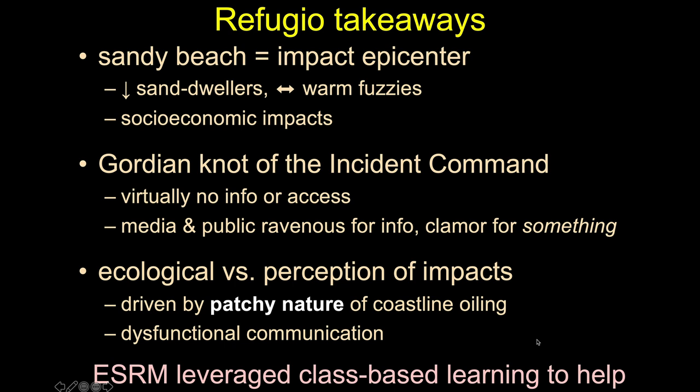And the other takeaway is that we really leveraged not only our students, not only you guys, but also our classes to really help understand what was going on with this oil spill. So you guys are to be congratulated.